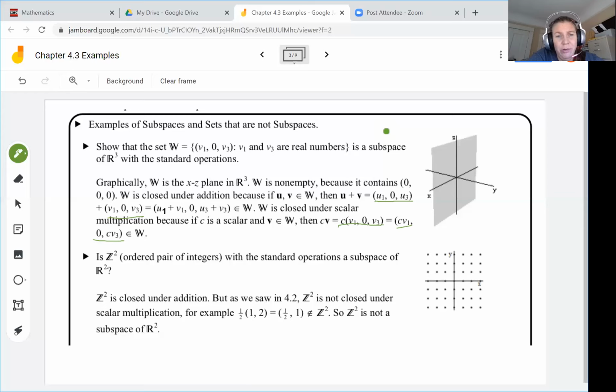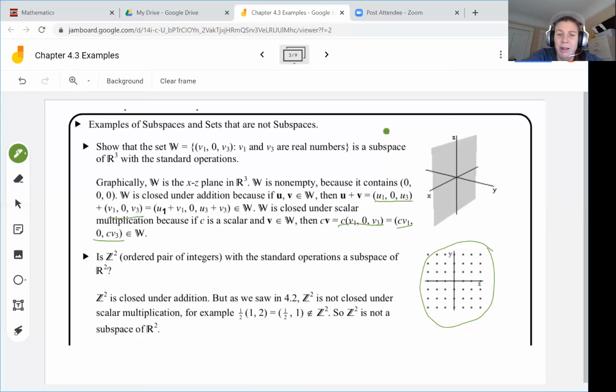Is Z2, the ordered pairs of integers with the standard operations, a subspace? Is that a subspace of R2? So here is what this would visually look like. You'd have points at all the ordered pairs of integers on the xy plane. So Z2 is closed under addition, right? Because if you add an integer to an integer, you stay an integer.